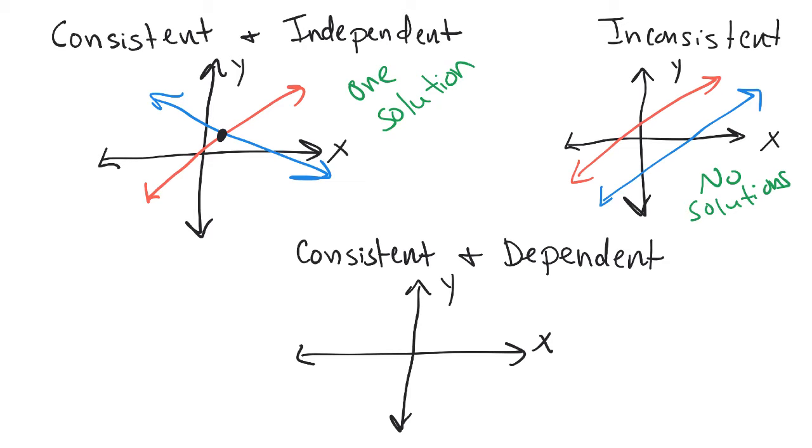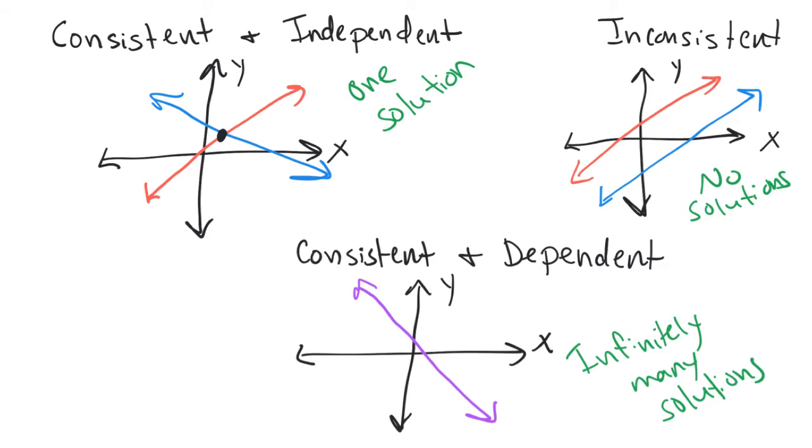Our last one, it's kind of cool. In this case, both lines would be basically the same line. Or if you graph them, you would find that you graph the two lines on top of each other. So it's the same line. That's what we call consistent and dependent. And in this case, we have infinitely many solutions.